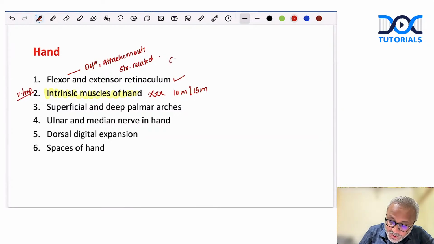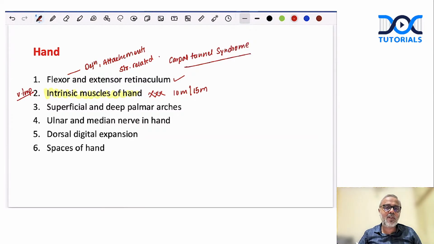Carpal tunnel syndrome could be an important case-based question for a long essay on the median nerve, right? In fact, we have seen a carpal tunnel syndrome case being given as the long essay question to ask about the median nerve.